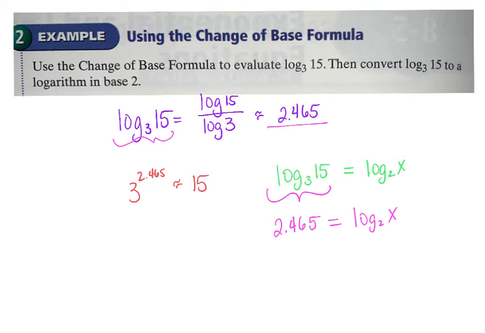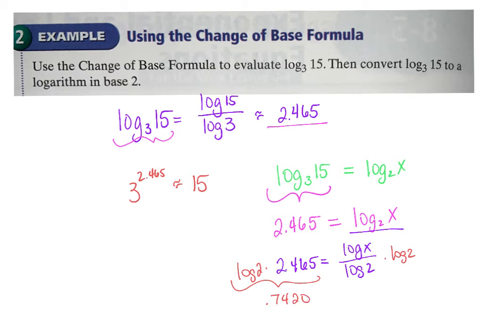The way they did it is they rewrote this side with the change of base formula. So they said 2.465 equals log of x divided by log of 2. And then they multiplied both sides by log of 2. All right? And so if you put that in your calculator, you get approximately 0.7420. Make sense? So I just did it that way.